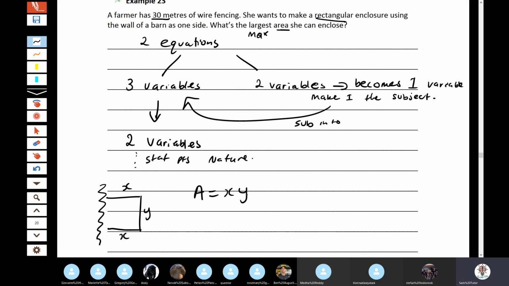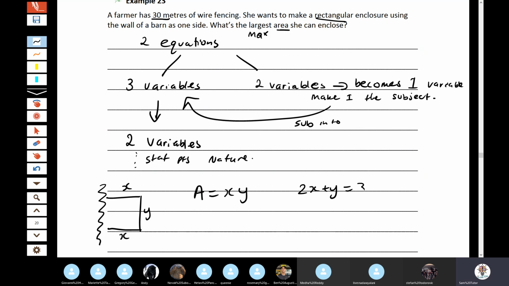So A equals XY. Hey, look, 3 variables. 1, 2, 3. Now we need 2 variables. What's the other one? 2x plus y is perimeter. How'd you know to use that? Because they gave you 30 meters of wire fencing. 30 meters must be your perimeter. There's only 3 of them: perimeter, area, volume. If you ever see those, it's one of those 3.